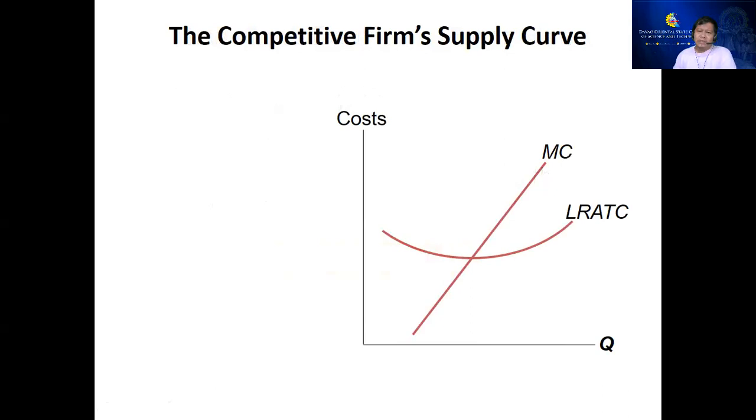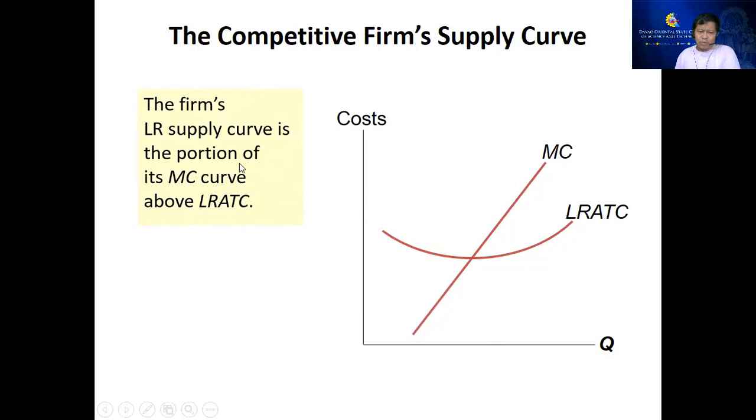Okay, tama na. So this is the competitive firm supply curve. So the firm's long run, LR is the long run. Okay, long run. So the firm's long run supply curve is the portions of its marginal cost curve above the long run average total cost. So kung diri man good, lugi man ta diri tungod kay nya diri dapita, ginansya man ta diri dapita kung atong price diri, no. Okay.